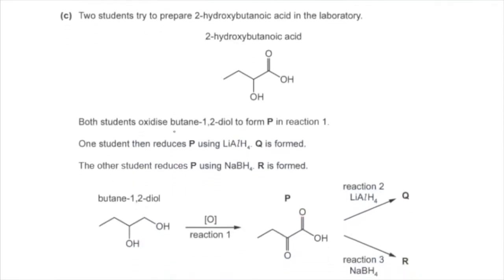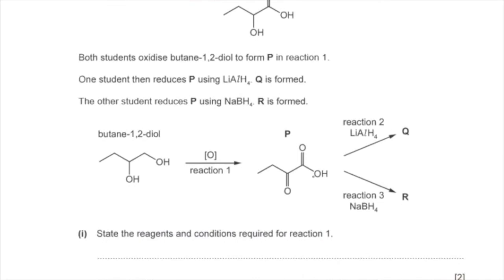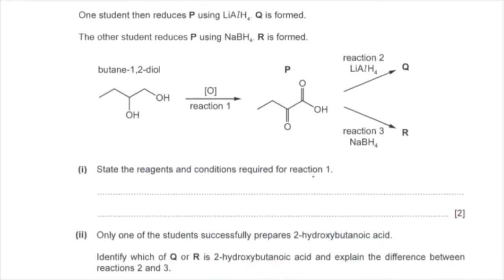Part C2, students try to prepare 2-hydroxybutanoic acid. In the laboratory, both students oxidize butane-1,2-diol to form P in reaction 1. One student then reduces P using LiAlH4, Q is formed. The other student reduces P using NaBH4, R is formed. Part 1, state the reagents and conditions required for reaction 1.